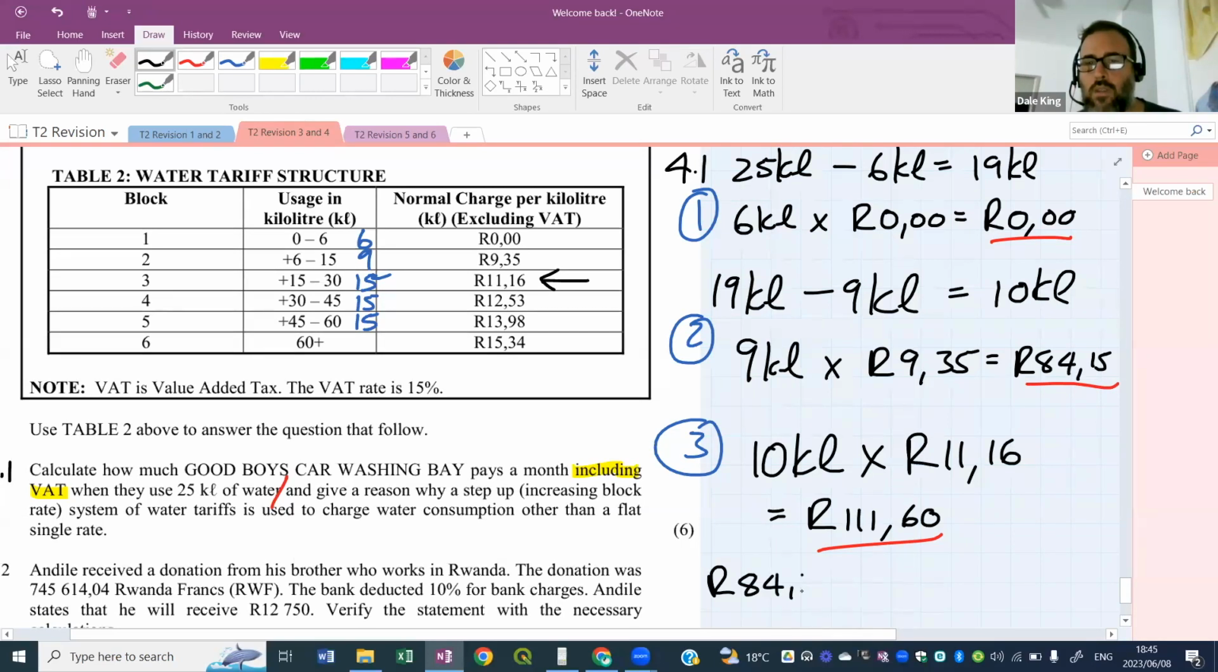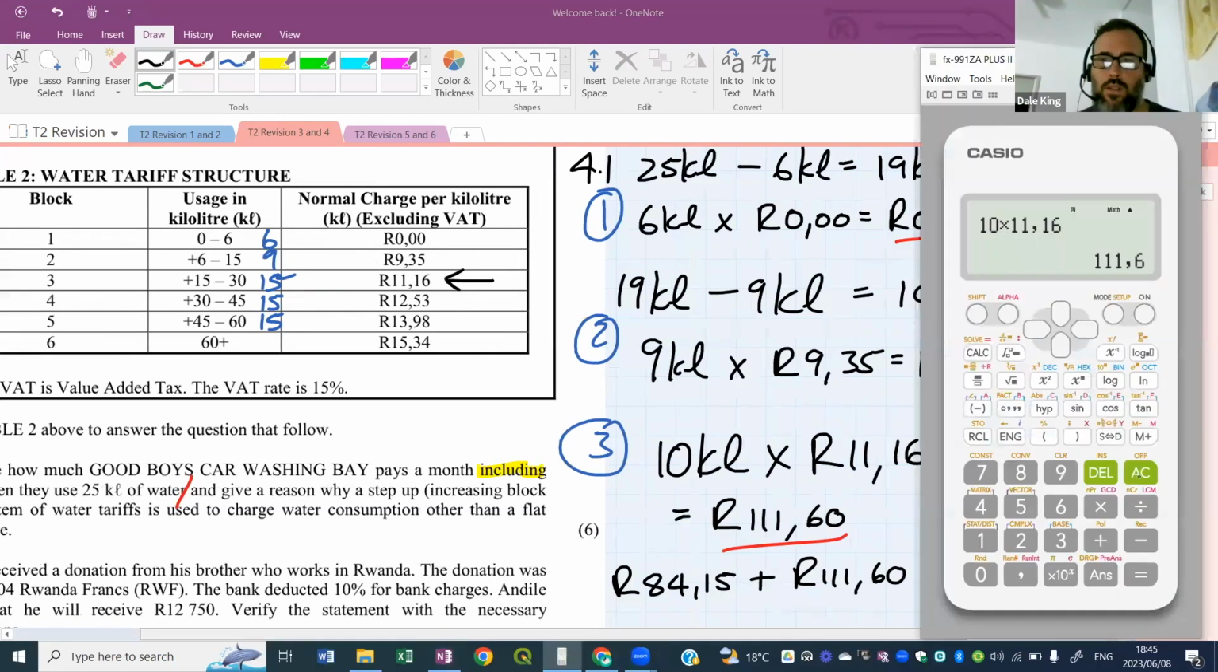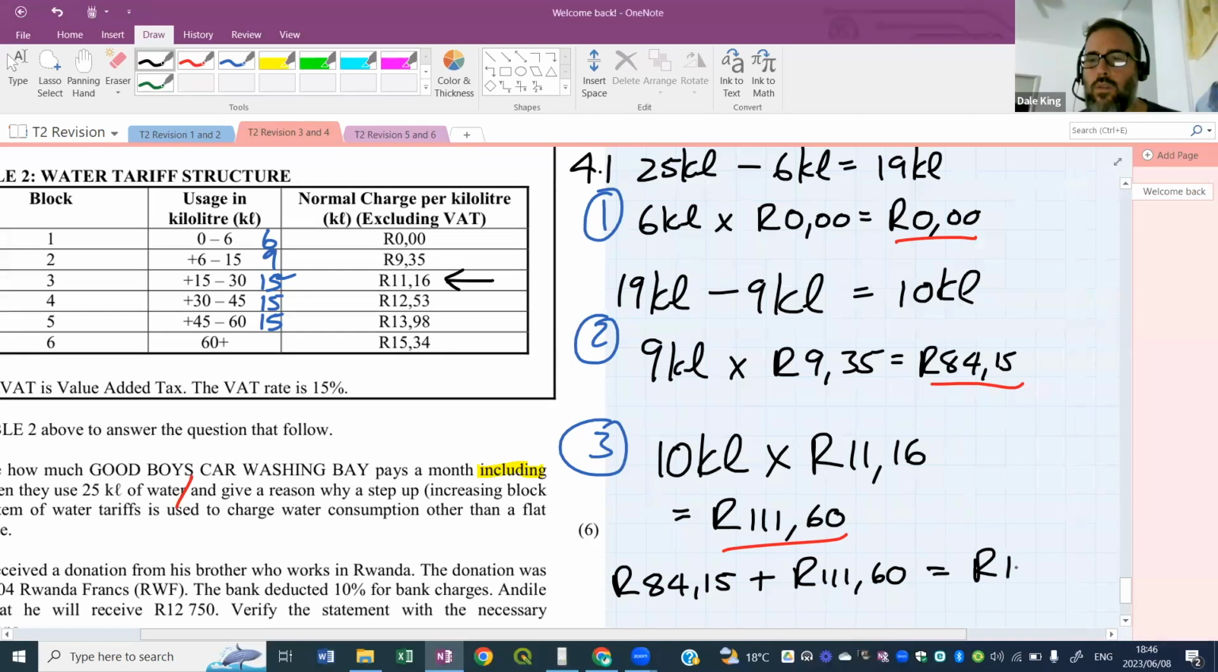So it's just going to be the 84 Rand 15 plus 111 Rand 60. And that'll give us a total water use for 25 liters: 84.15 plus 111.60, 195.75. Okay, excellent, Sakile. So it's 195 Rand 75.